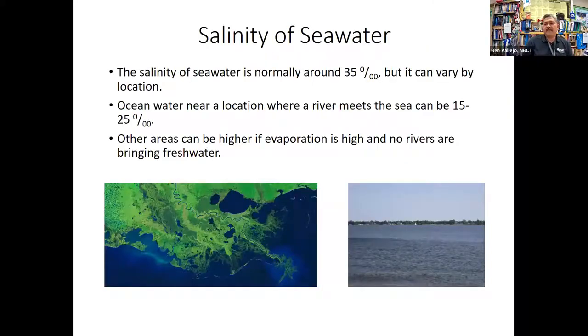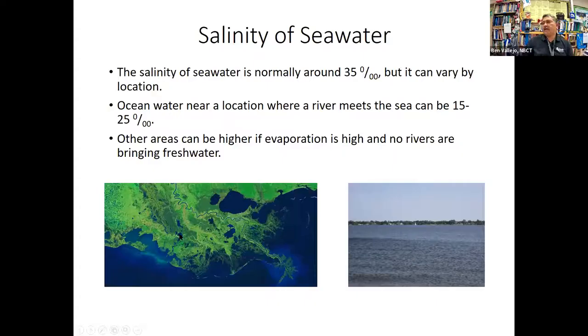All right, so 35 parts per 1,000, but that's the average. It's not necessarily 35 parts per 1,000 everywhere. Different places have different salinities. Where it says here, ocean water near a location where a river meets the sea can be much less, because this is a photo of the Mississippi River, and there is the Mississippi River, and this is Louisiana right here. And the Delta region of Louisiana is filled with different locations, different swamps and lakes and such. And those have a much lower salinity.